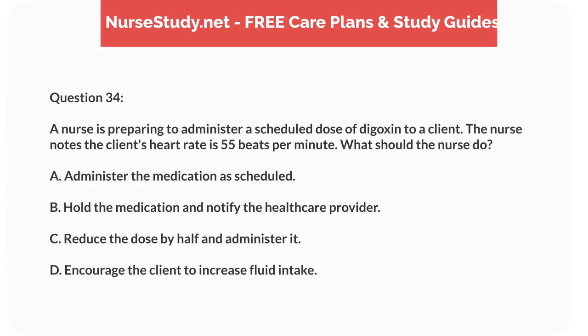Question 34. A nurse is preparing to administer a scheduled dose of digoxin to a client. The nurse notes the client's heart rate is 55 beats per minute. What should the nurse do?